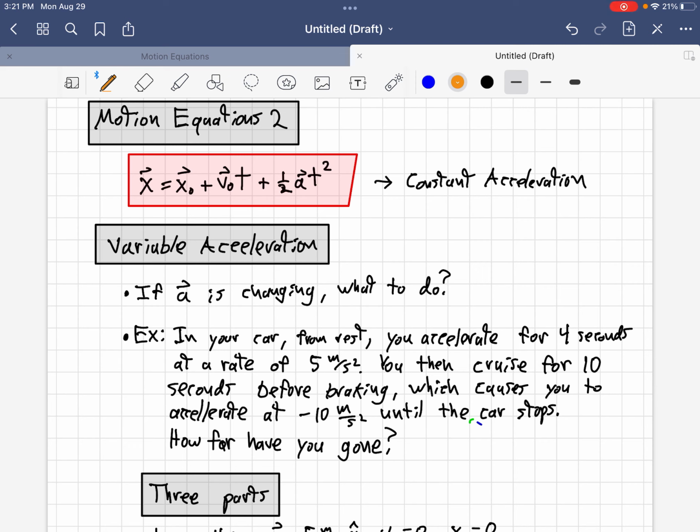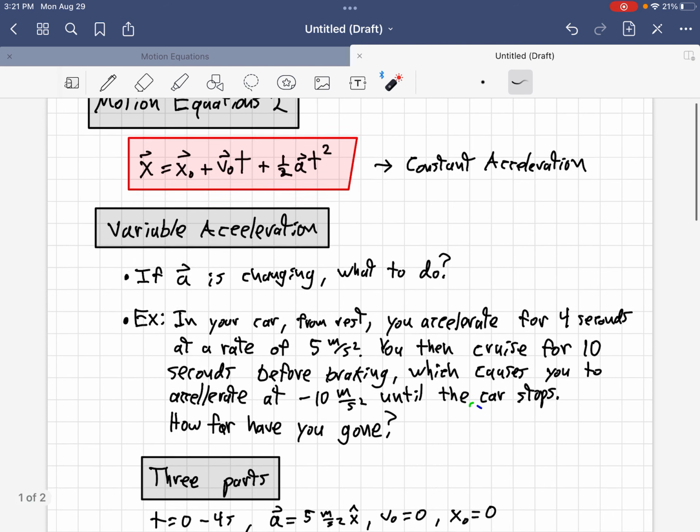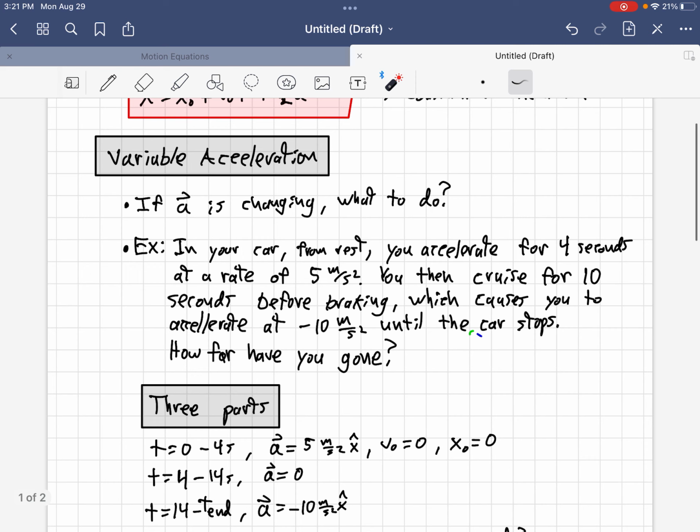Before, we were talking about deriving this kinematic equation where we have a constant acceleration, and this is super useful. But what if we run into situations where acceleration is variable? If acceleration is changing with time, can we really just use one equation? Well, what do we do? To answer this question, let's just dive right in with an example.